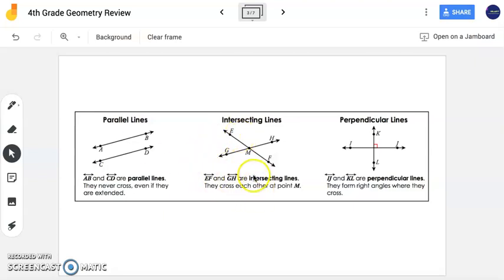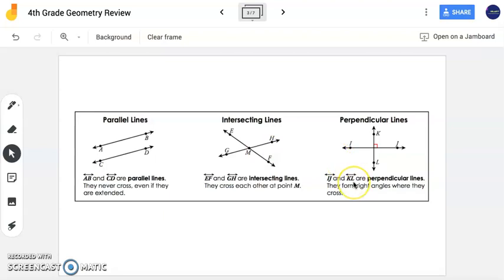Now you have intersecting lines. Here we have line EF and line GH. These are intersecting lines because they cross each other at point M right here. They meet, forming intersecting lines.